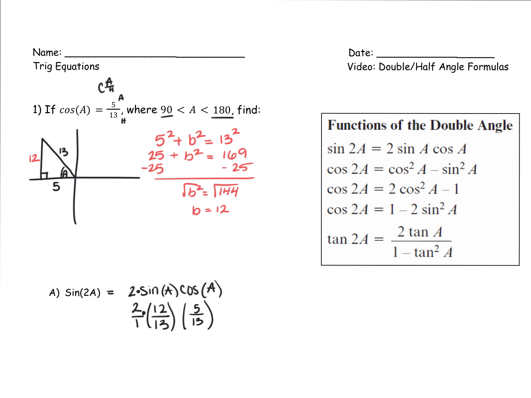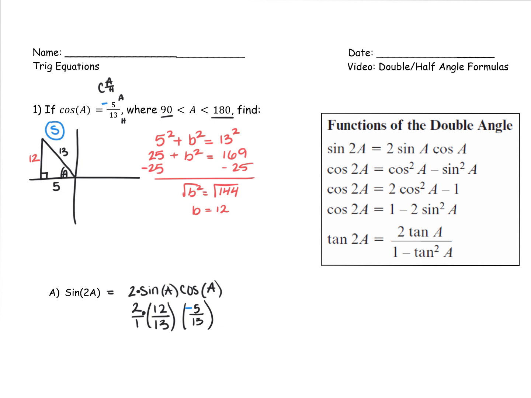But we have to make sure we understand what quadrant we're in. Since we're in quadrant 2, we know that sine is the only thing that's positive. So we must make cosine of A negative. So negative 5 over 13 is actually what it's equal to. And technically, in the beginning of the problem, this should have said negative 5 over 13 as well, but that's why.